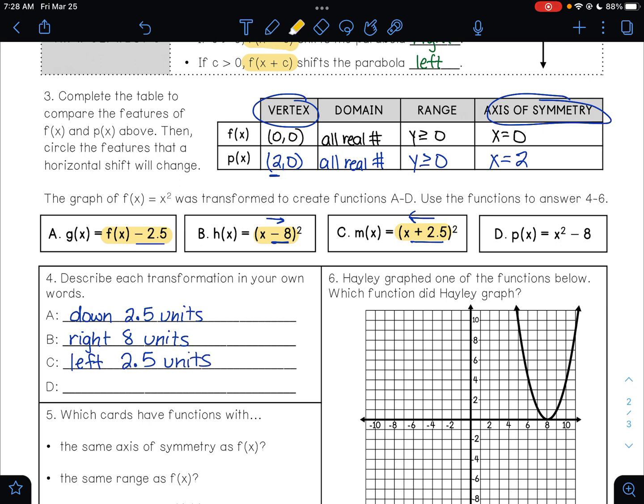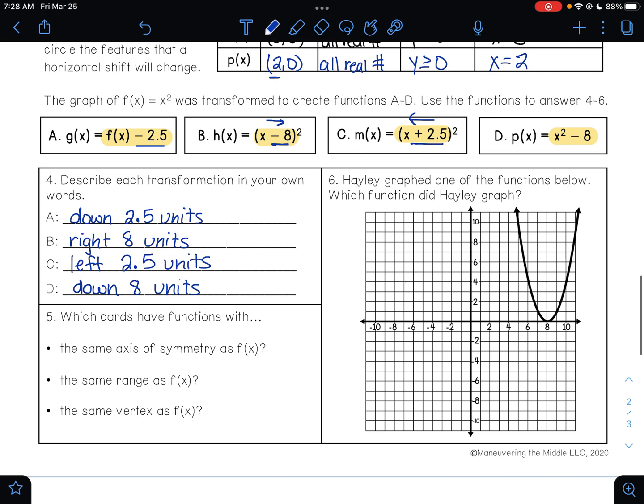And last but not least, D, we have x squared minus 8. There are no parentheses, so it's not moving left or right. That means it has to move up or down. And since it's a minus sign, that means it's going down 8 units.